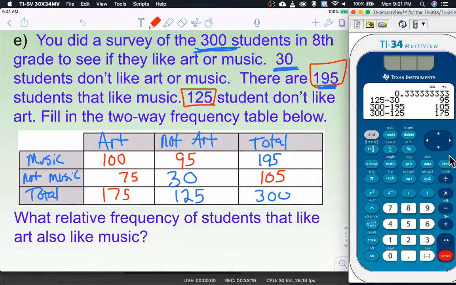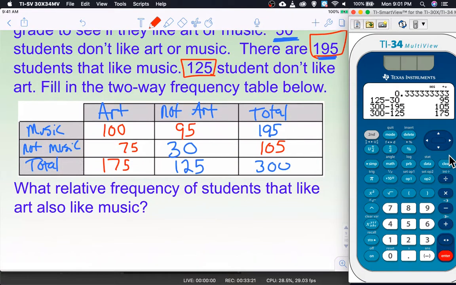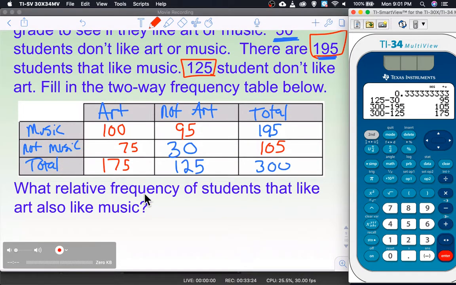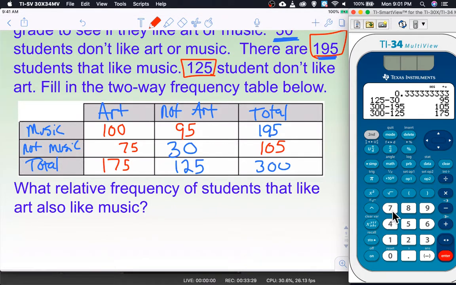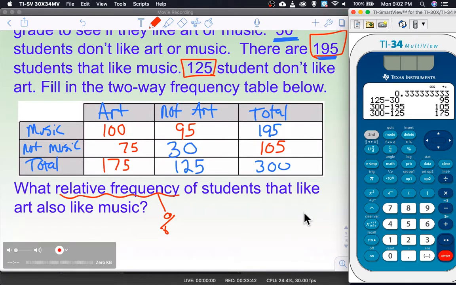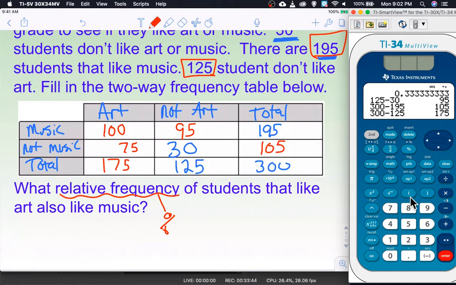Okay? So now that we have our table figured out, we have one question here. It says, what relative frequency of students that like art also like music? Go ahead and pause the video and answer that question right now. Now, if you remember, this relative frequency is a percentage. So what percentage of students that like art also like music? So students that like art, that's my denominator. Of the students that like art, how many total students like art?